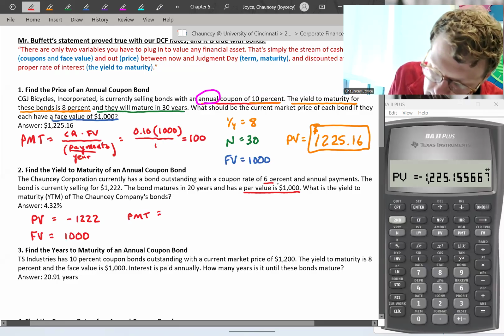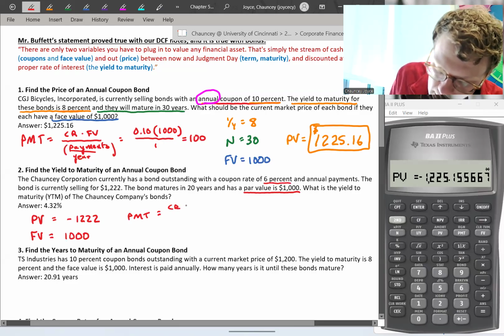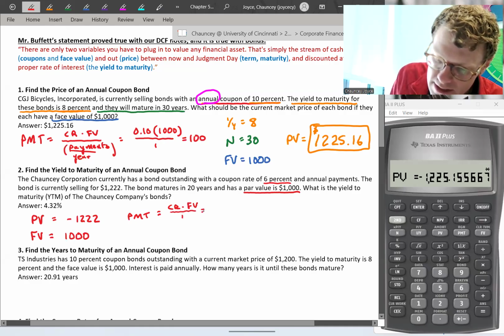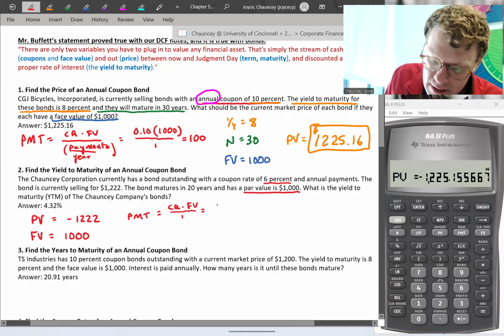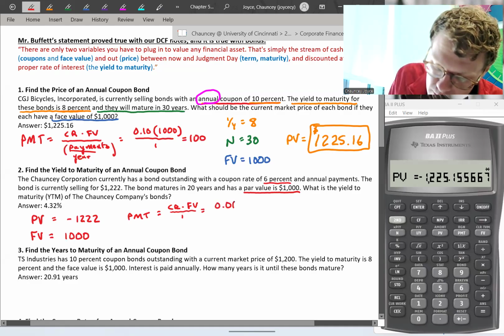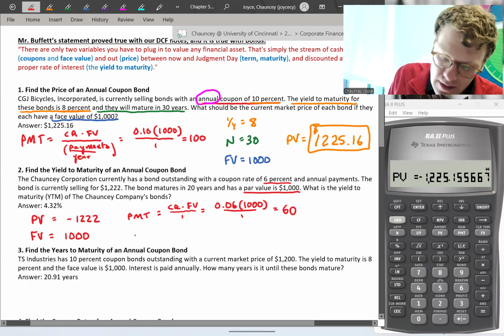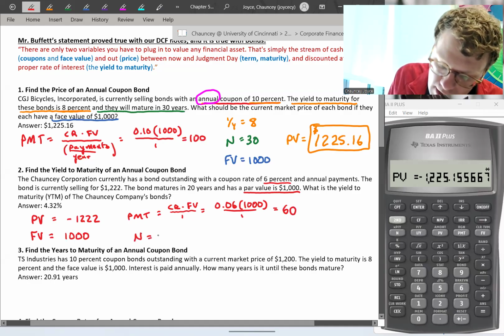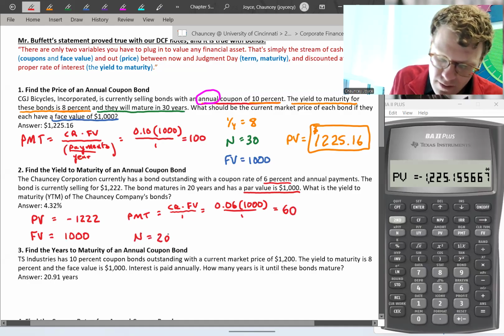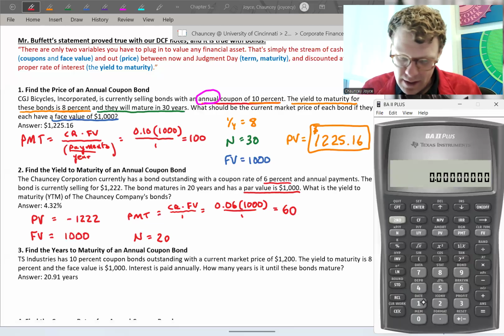So the coupon rate is 6%. Again, that's coupon rate times face value, divided by 1 payment in a year because this is an annual bond. It would be divided by 2 if it were a semi-annual bond. So that's 6% of 1,000 over 1, which is still just going to be 60. N is 20 years. And so we have all of the variables, and let's just plug them in.